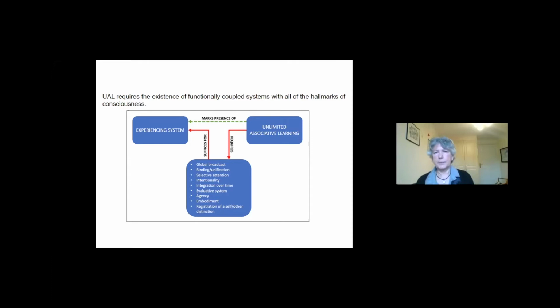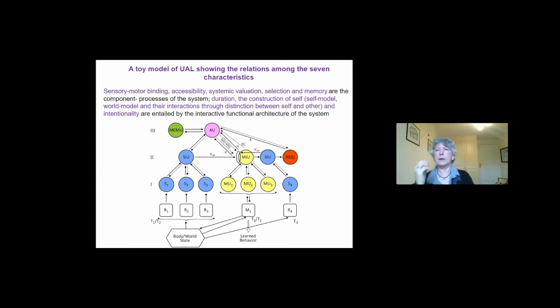Once we are talking about unlimited associative learning, about a domain general kind of learning, we can start thinking about what kind of structures will be necessary, what kind of processes will be necessary to implement it. It is much, much more difficult, of course, to do this with consciousness directly. So when we were thinking about unlimited associative learning, we created a small toy model. I will not go into this toy model and explain all the details because it would take too much time. But what we have here is a color code.